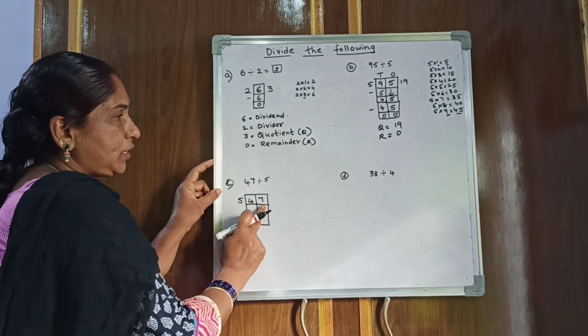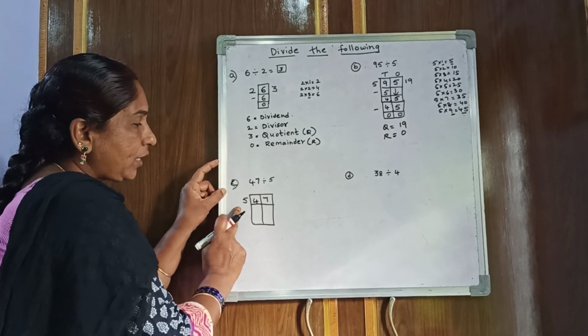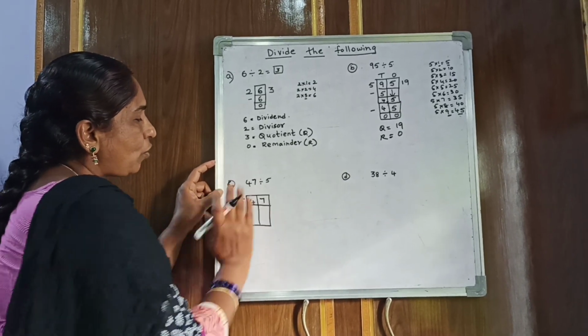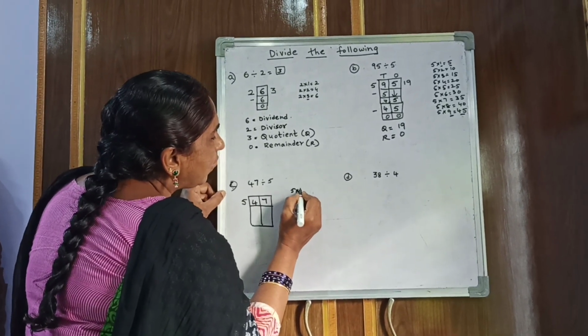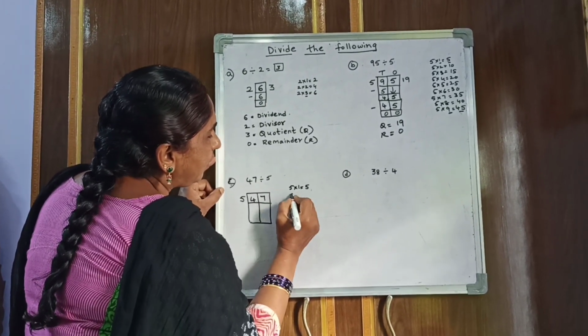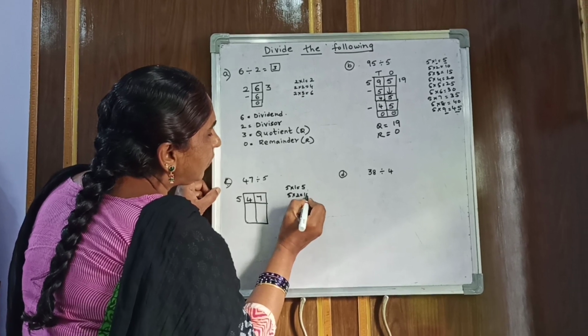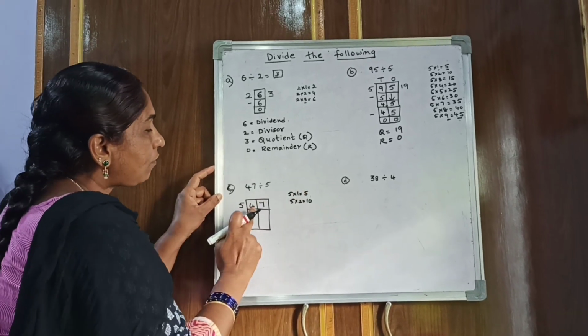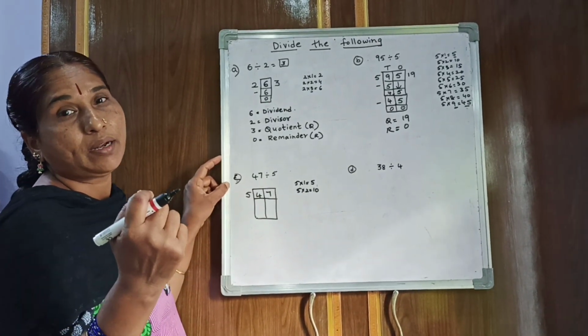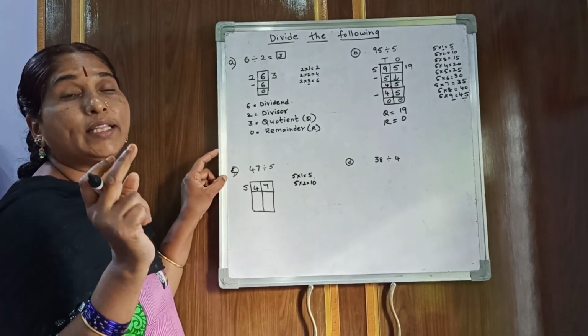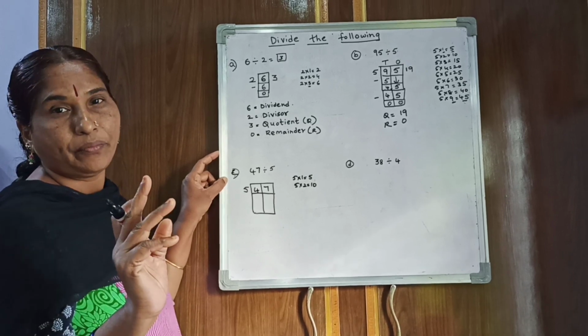Now write. Here you are having 2 digits. So which number do you have to take? 4. See here. 4 you have to take. Will 4 go in the 5 table? See here. 5 ones are 5. 5 twos are 10. 5 ones are 5 you are getting. So 4 is smaller and 5 is a bigger number. So it won't go. Then you have to take 0.